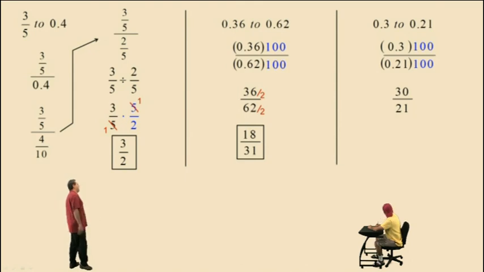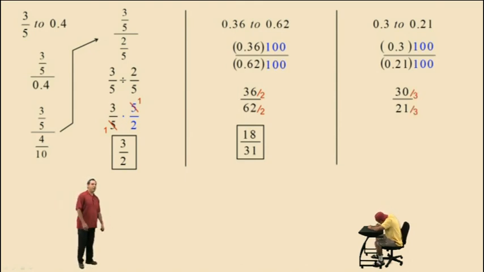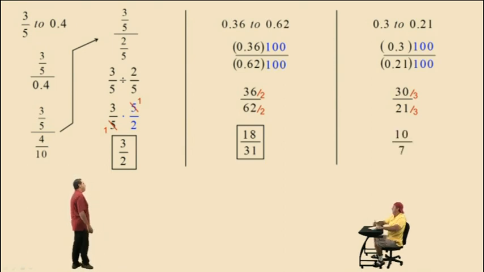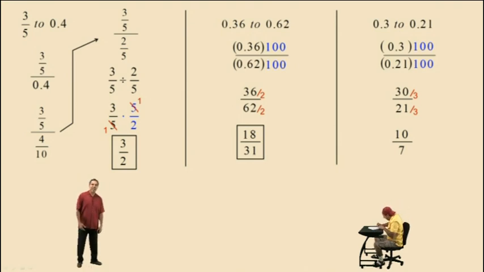30 and 21 have a common factor of 3. So let's divide that common factor out. 30 divided by 3 is 10, and 21 divided by 3 is what, Charlie? 7. Very nice there. It's 10 sevenths. So that's it with ratios.